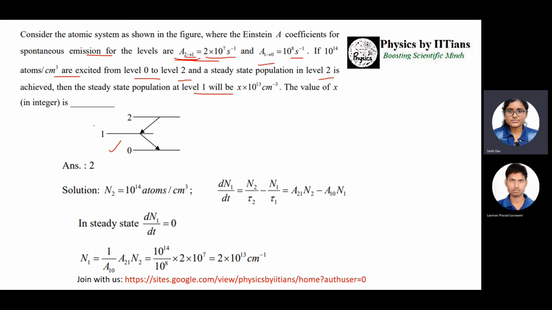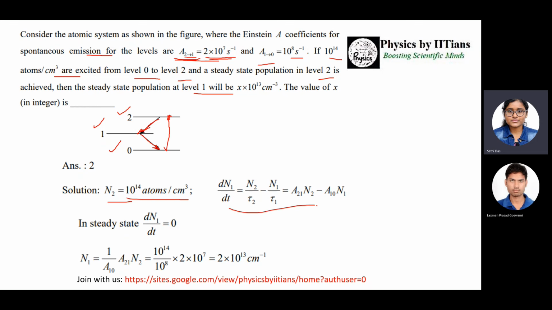So there are three levels. This is a three-level laser system. The coefficient from 2 to 1, that is A21, is 2 × 10^7 second inverse, and the coefficient for 1 to 0 is 10^8 second inverse. So what is the value of x? Here it is given that atoms are already excited from 0 to level 2. So let us take level 2 energy level to have the population N2. So N2 is given as 10^14 atoms per centimeter cube.